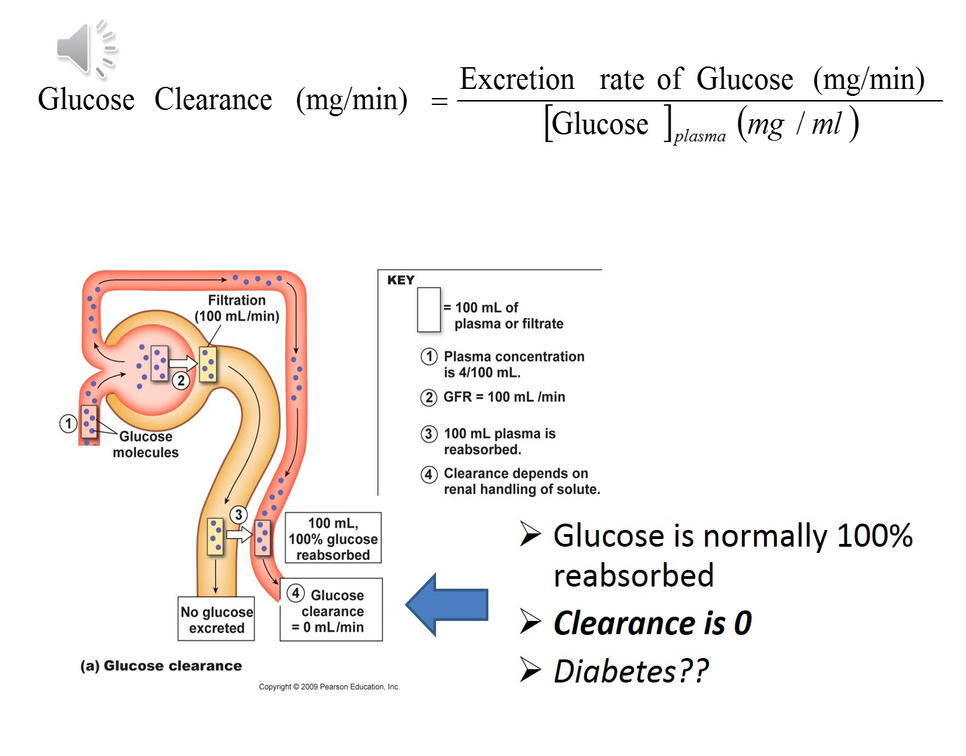All right, so let's look at a product like glucose that is normally 100% reabsorbed. As long as we don't get too high a concentration, it'll be reabsorbed. So let's look at the clearance of glucose. How does that affect it? The same principles apply. We're filtering 100 milliliters per minute, and in that 100 milliliters, we're going to have 4 molecules of glucose.